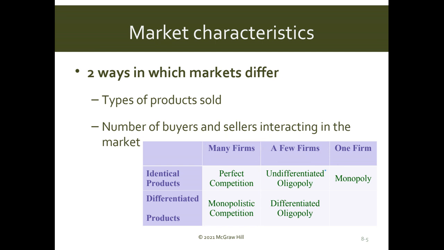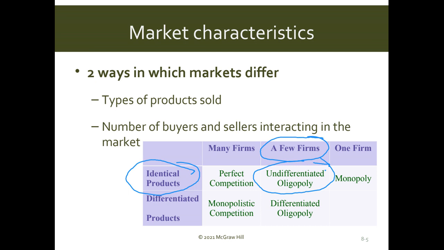So we have a few firms, and there are 2 categories. If products are identical, this is called undifferentiated oligopoly market. So oligopoly market has 2 categories. One, undifferentiated oligopoly market structure, that is identical products. A steel company is an example of undifferentiated oligopoly market structure, because steel is steel, and if there are 5 large firms who are producing 80% of the steel in the country, then that is oligopoly market structure.